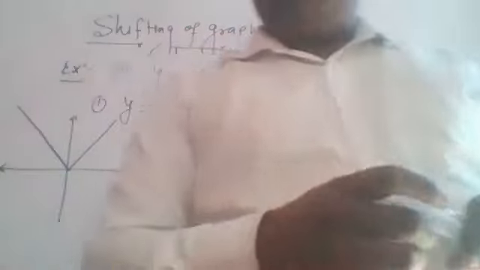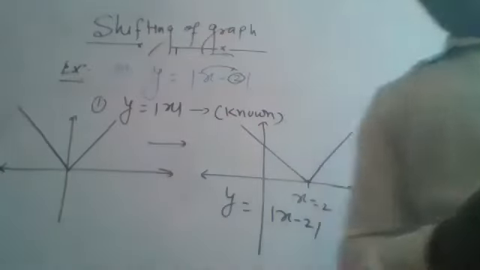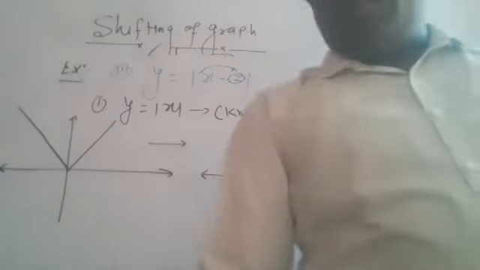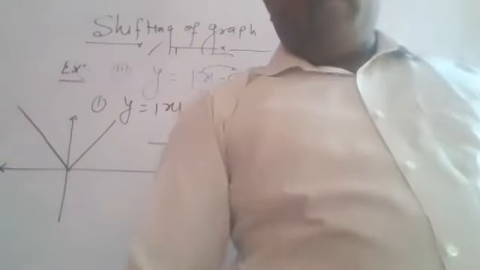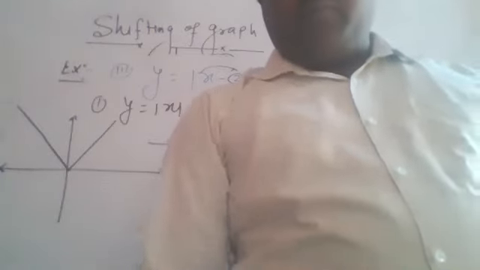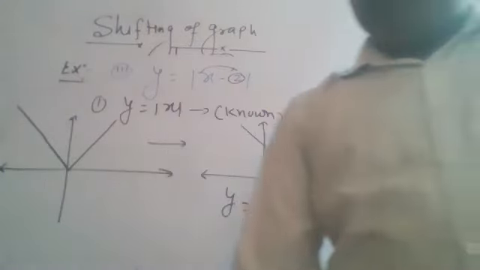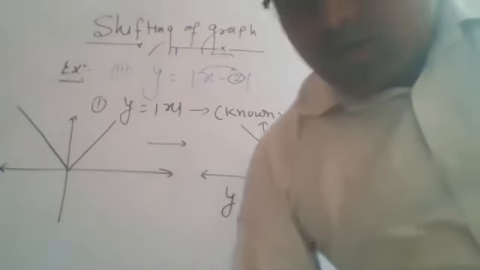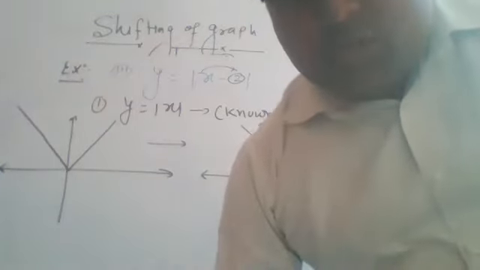If you have any doubt anywhere, you can ask. Is it clear to all of you? Any confusion, beta? Anyone? Any confusion in the graph? No, sir. Sir, what would be the graph of y equal to x square minus 2?